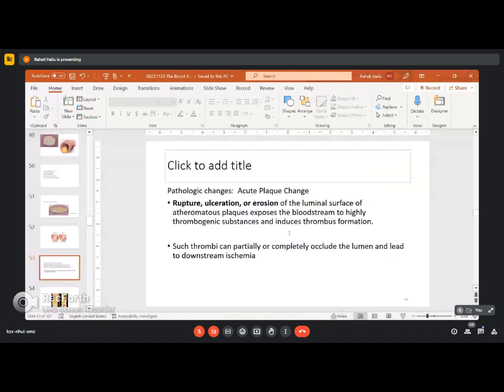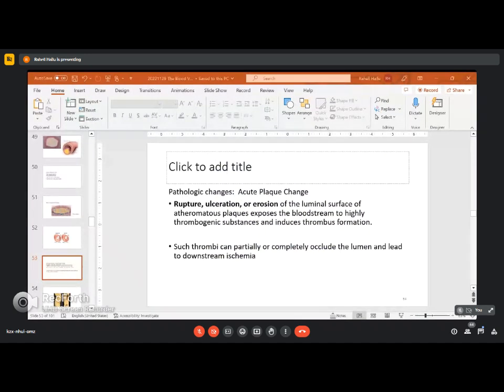What's a thrombus? What do you understand when I say a thrombus? Anyone?